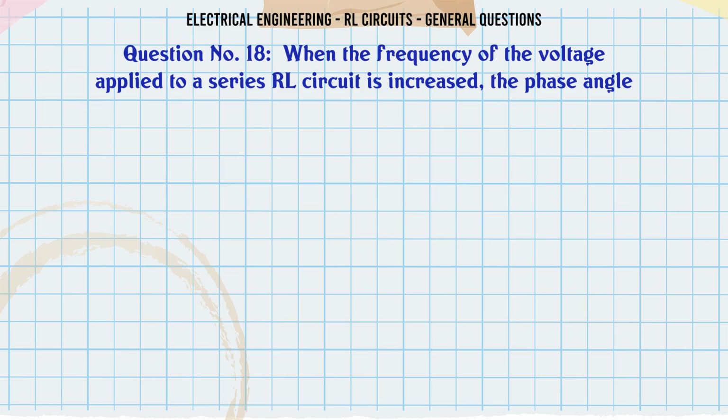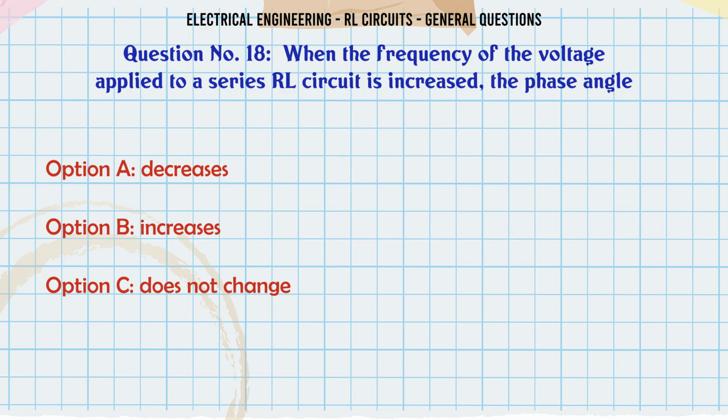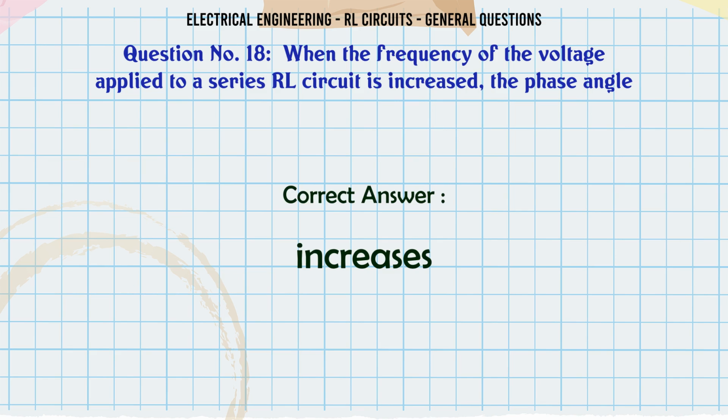When the frequency of the voltage applied to a series RL circuit is increased, the phase angle A. decreases, B. increases, C. does not change, D. cannot be determined without values. The correct answer is increases.